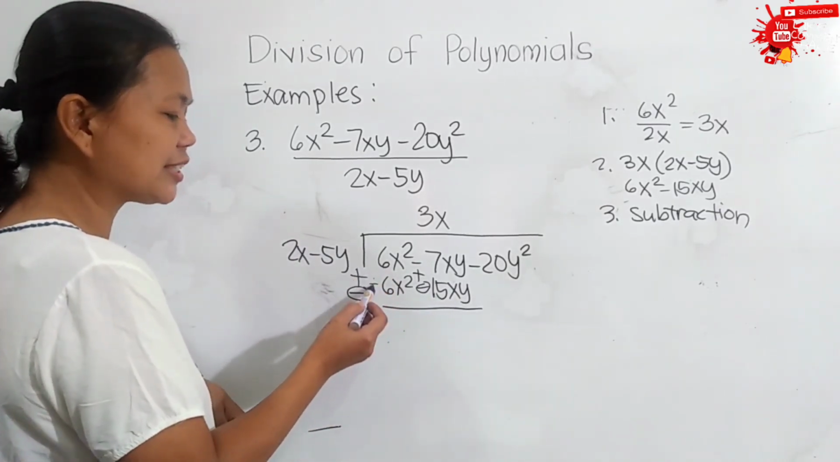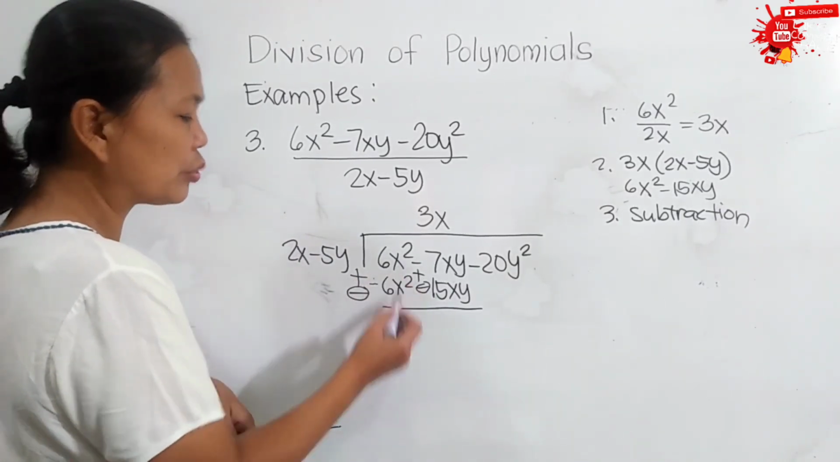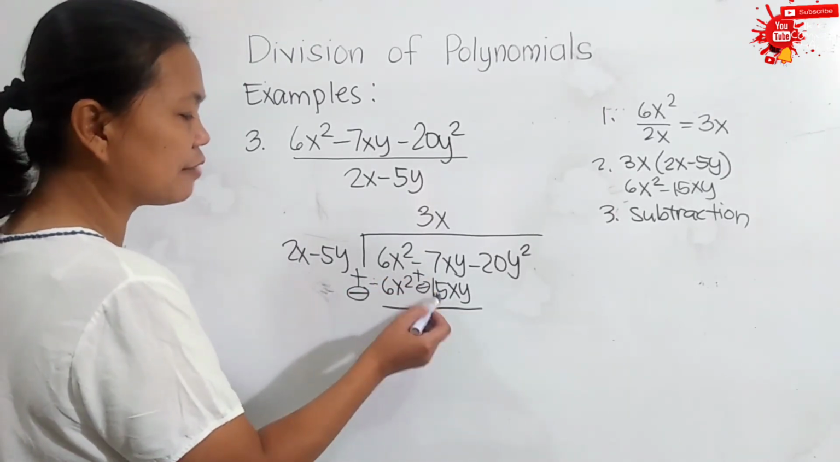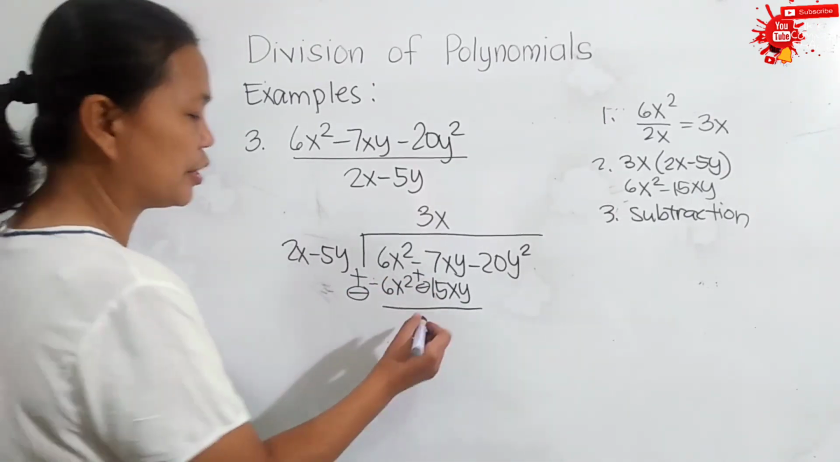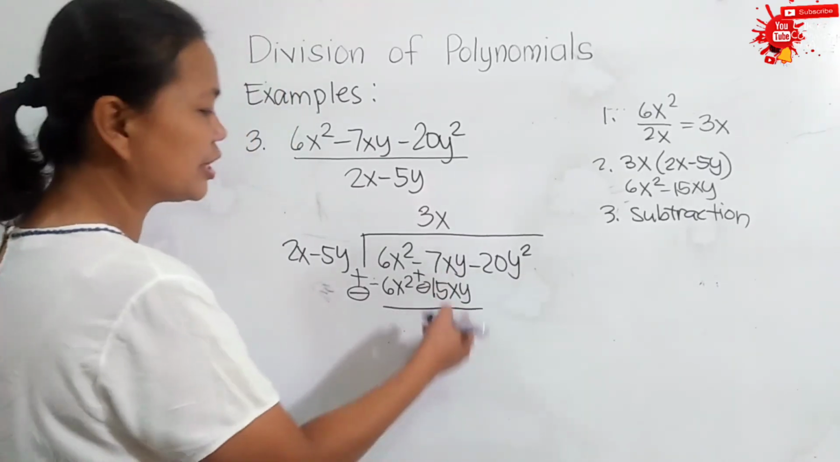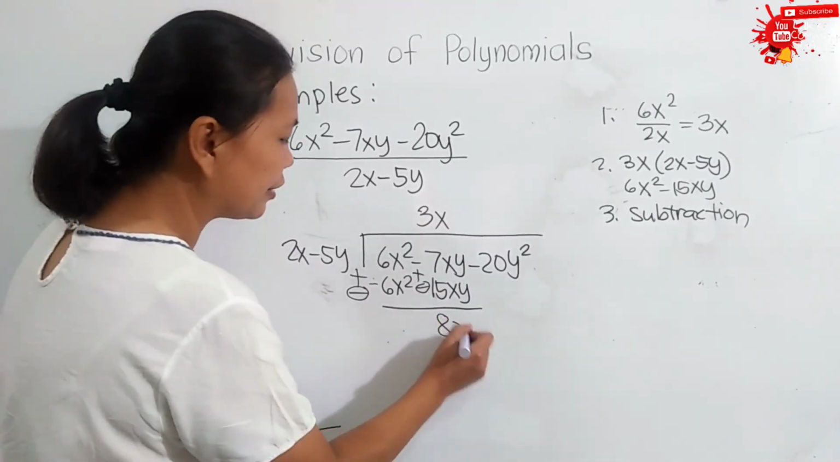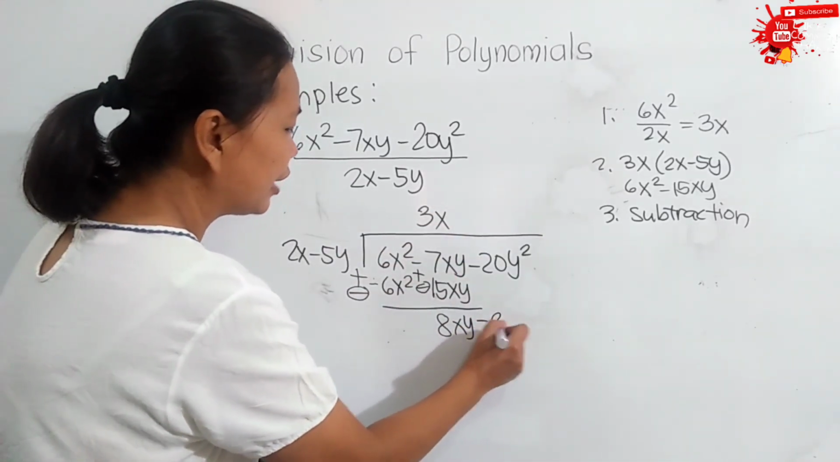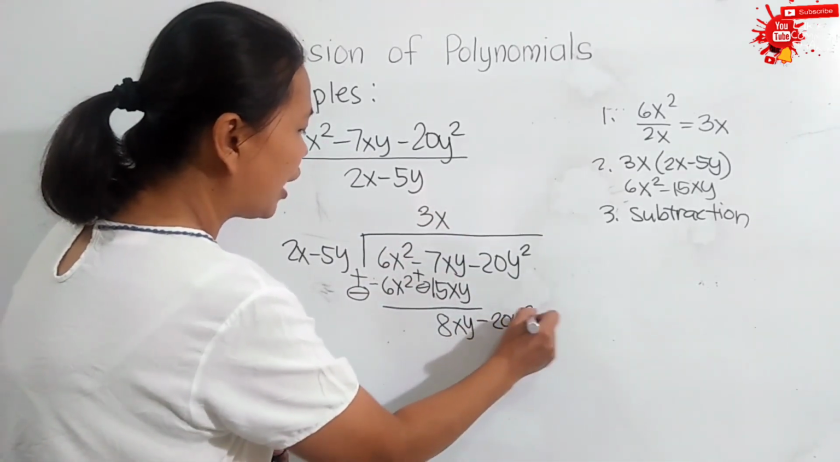Now let's proceed to addition. So what is 6 plus negative 6? So it is 0. So no need to write 0. And then negative 7 plus positive 15. So we have here positive 8. Then we just copy the literal coefficient xy. Then we bring down the next term, negative 20y squared.